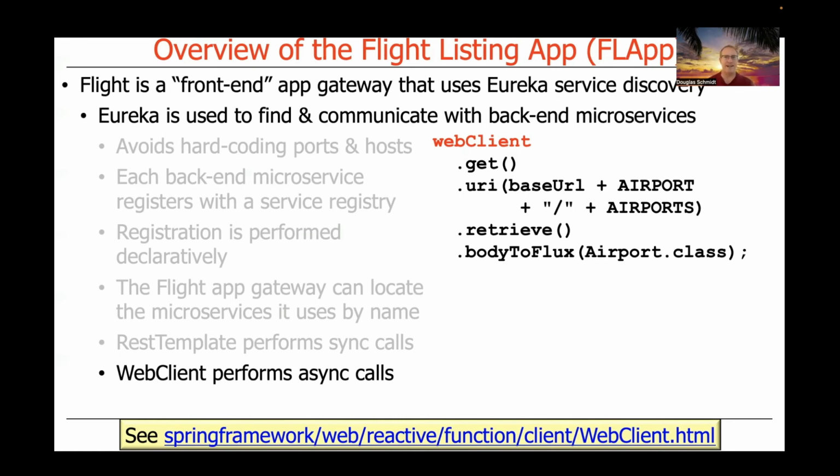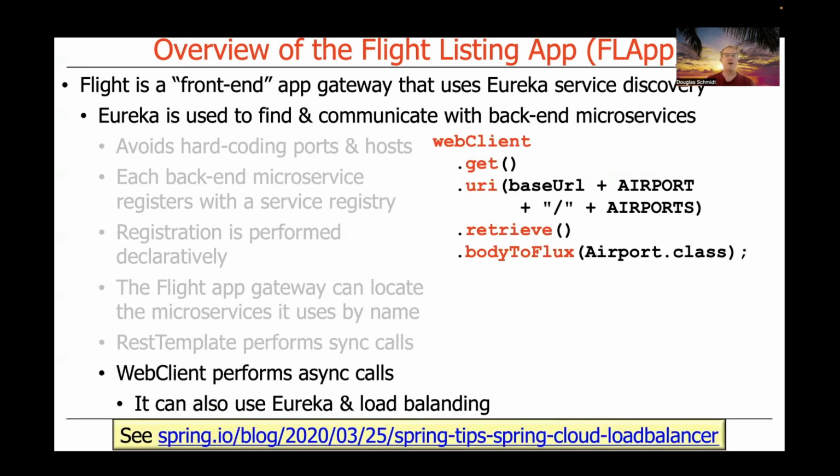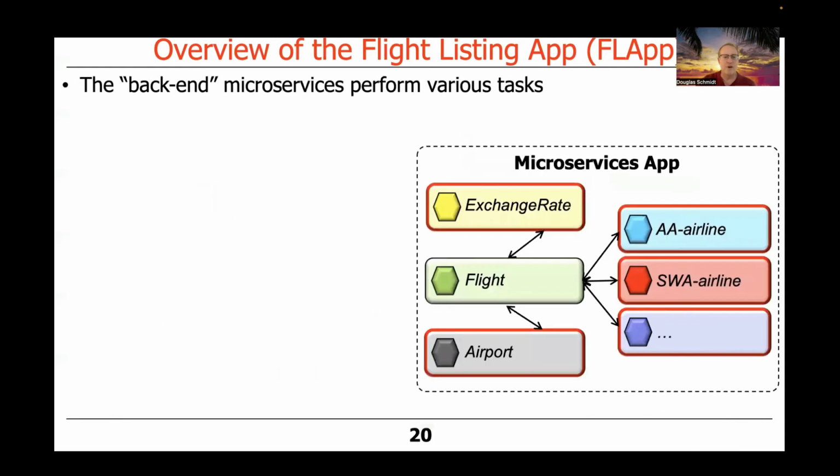So a Flux is kind of like an asynchronous list. So we'll basically have an asynchronous list, or a Flux, of Airport objects that come back. This particular approach is asynchronous as opposed to synchronous, which is what RestTemplate does, and we'll talk about it more later. Just very quickly, you can also use Eureka and load balancing for WebClient, just like you can use Eureka and load balancing for RestTemplate. So they both work the same sort of way in the context of Spring. That kind of gives you a high-level overview of what we're going to show here when we look at the code in more detail.